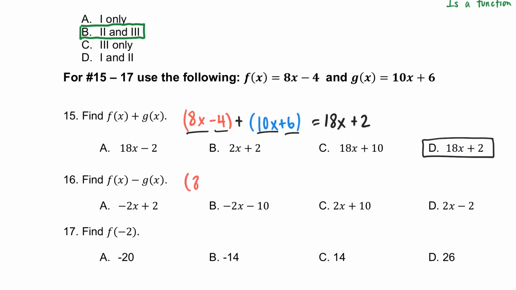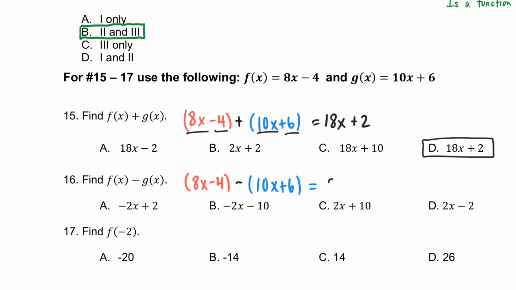Next one would be f of x minus g of x. So f of x is 8x minus 4. Really important here that you subtract and then you throw g of x in parentheses. If you don't put the parentheses on this, you're not going to distribute the negative. It's going to be completely wrong.